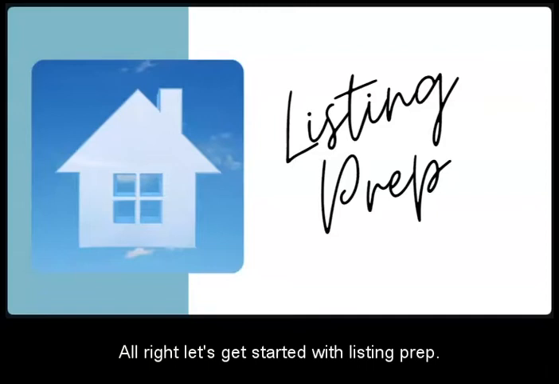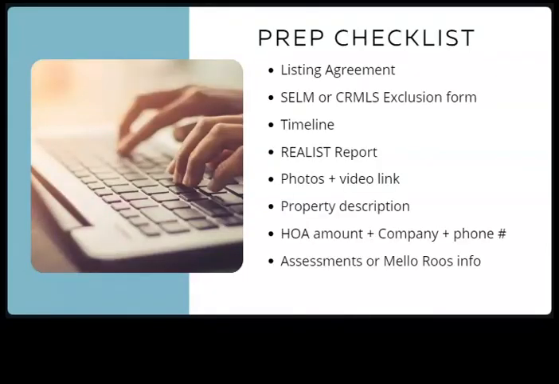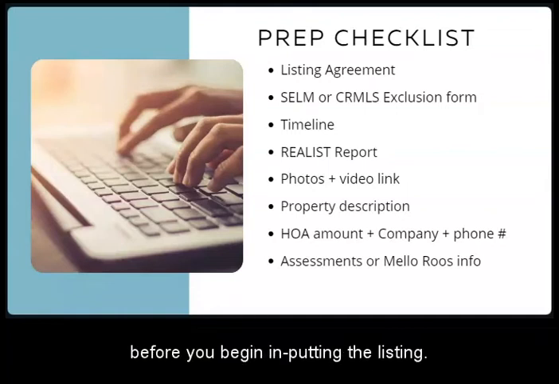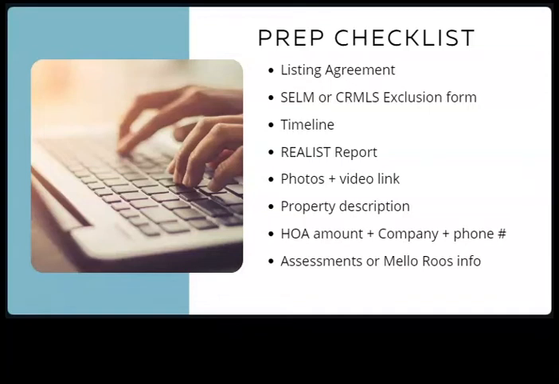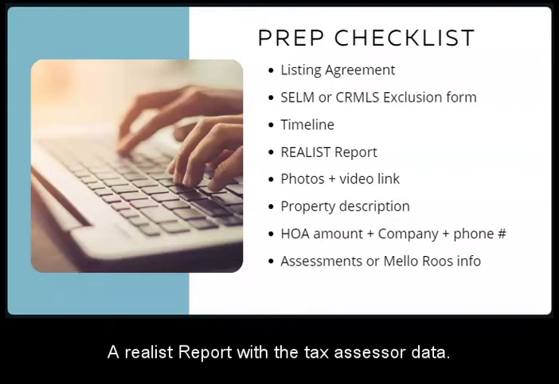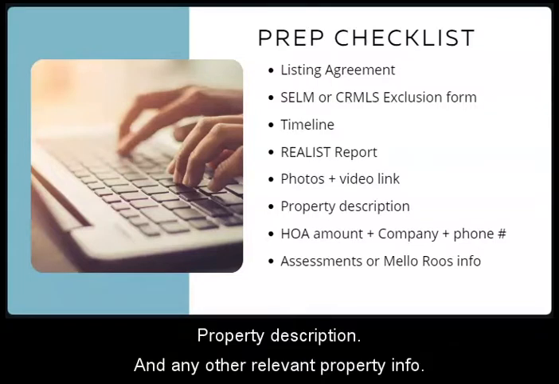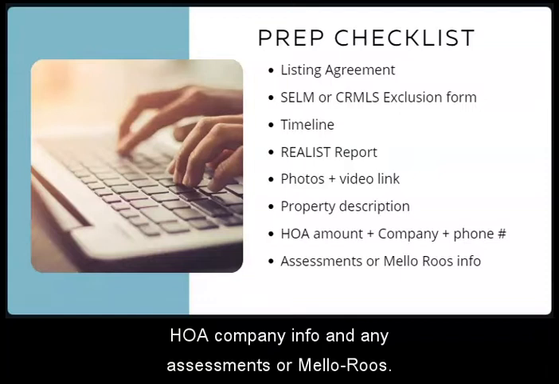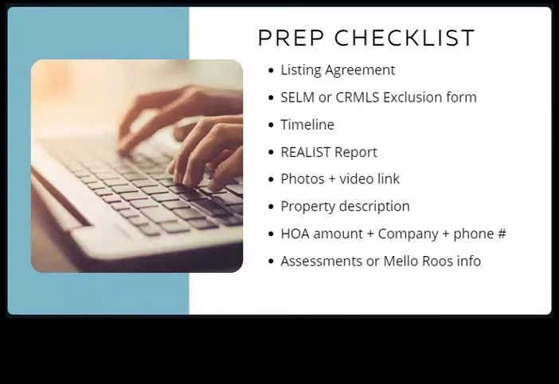All right, let's get started with listing prep. Here's a basic checklist of items you'll want to have handy before you begin inputting your listing. Your listing agreement, any SELM or exclusion forms you have to reference your timeline, a realist report with the tax assessor data, property description, and any other relevant property info like HOA company info, assessments, or Mello-Roos.